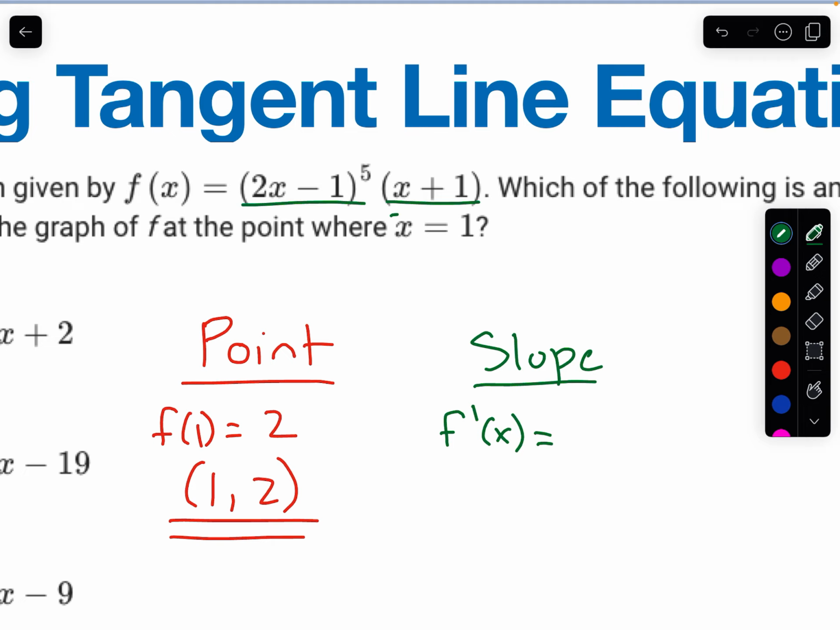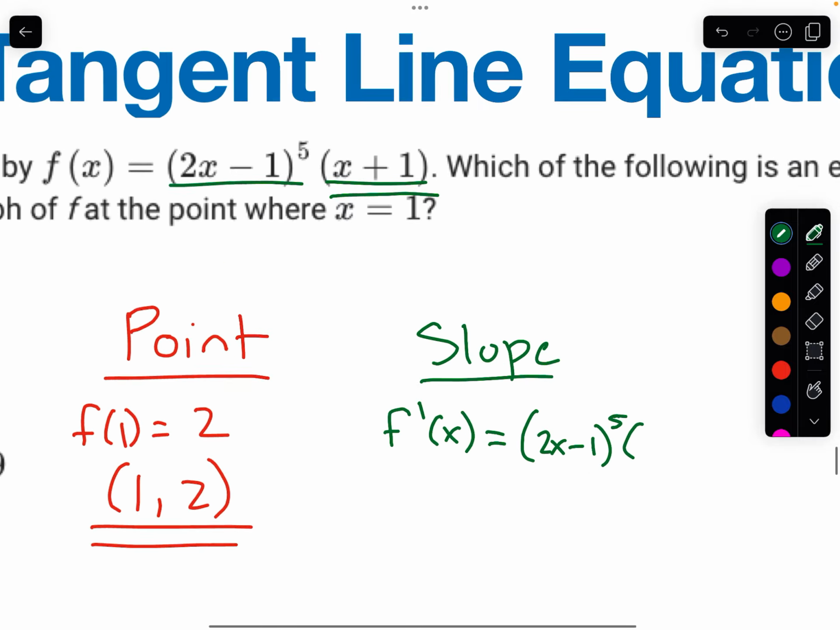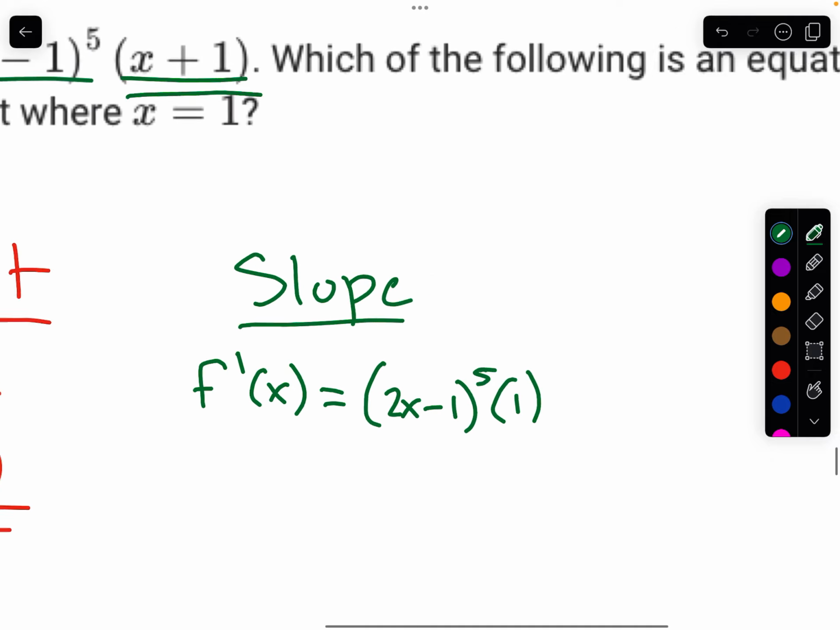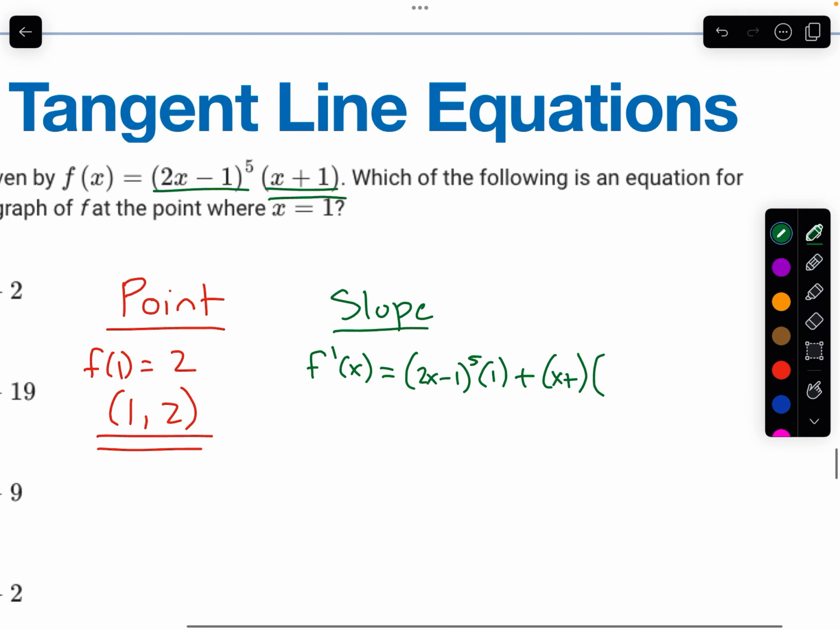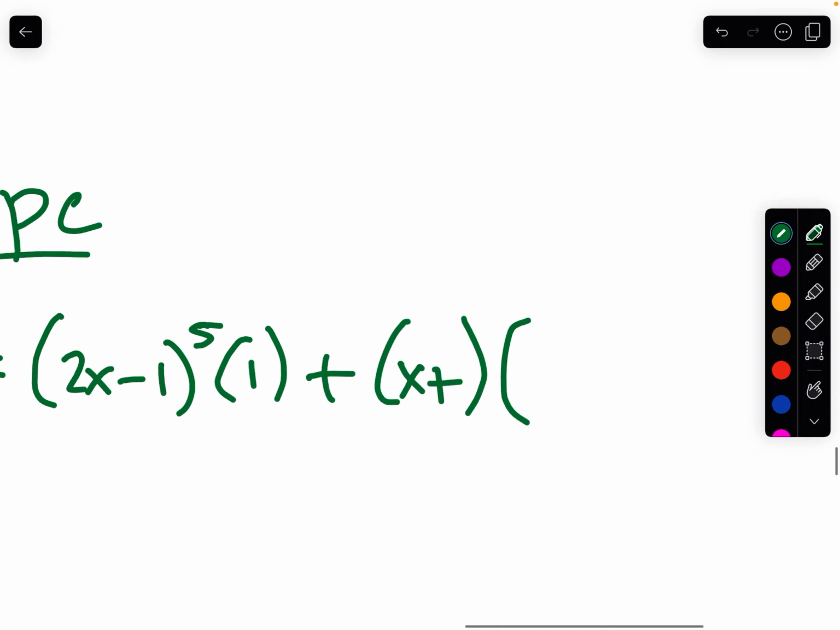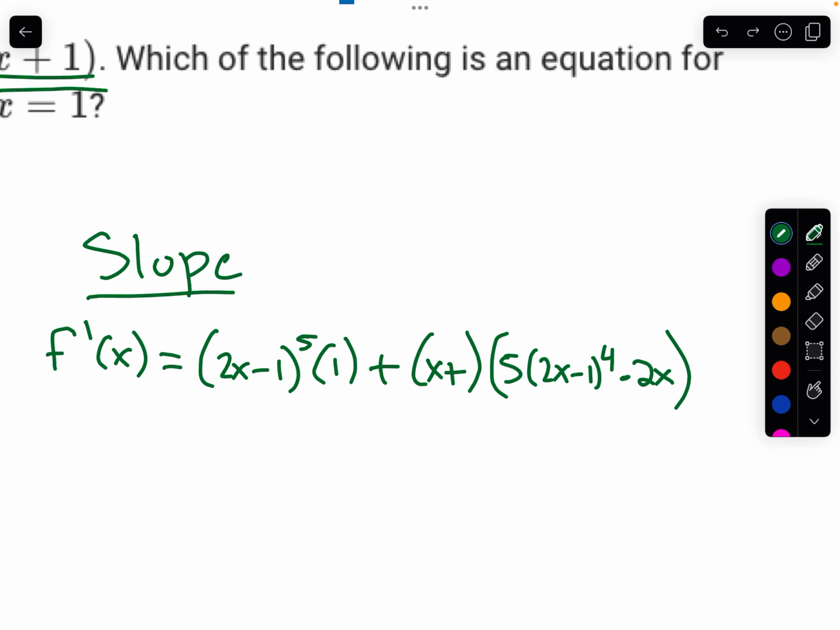So the product rule says take the first function, (2x minus 1) to the 5th, times the derivative of the second, and the derivative of x plus 1 is 1, plus the second function, which was x plus 1, times the derivative of the first. Now, for the derivative of the first, (2x minus 1) to the 5th, I'll need the chain rule there, so the 5 will come down. We'll have (2x minus 1) to the 4th then, but the chain rule says multiply by the derivative of the inside, and the derivative of 2x minus 1 is 2.